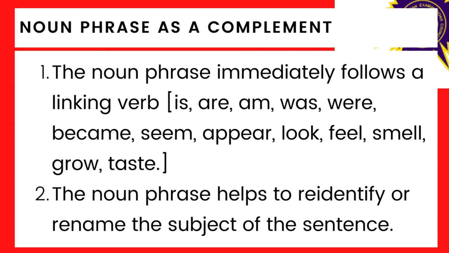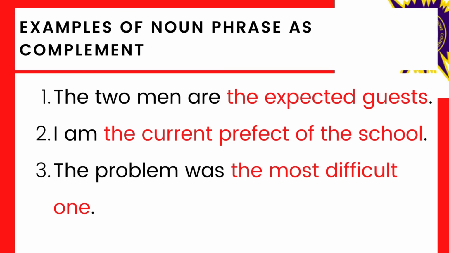More examples to clarify this point. The two men are the expected guests. Our noun phrase in focus is the expected guests. The noun phrase simply comes after a linking verb, in this case the verb are. Besides, we can see that this verb goes back to refer to the two men. In other words, it re-identifies the two men. Who are the expected guests? It is the two men. Simply, we can conclude therefore that the expected guests functions as a complement of the verb are.